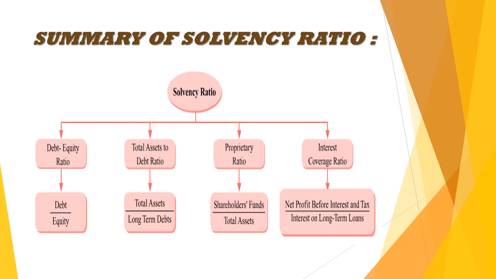Now here is a summary of the solvency ratio. I have presented it in the form of a diagram. We learned four different ratios here. Debt equity ratio, which is debt by equity. Total assets to debt ratio, which is total assets by long-term debts. Proprietary ratio, which is shareholders' funds divided by total assets. And interest coverage ratio, that is net profit before interest and tax divided by interest on the long-term loans. So this is a summary of what we have done in solvency ratio.